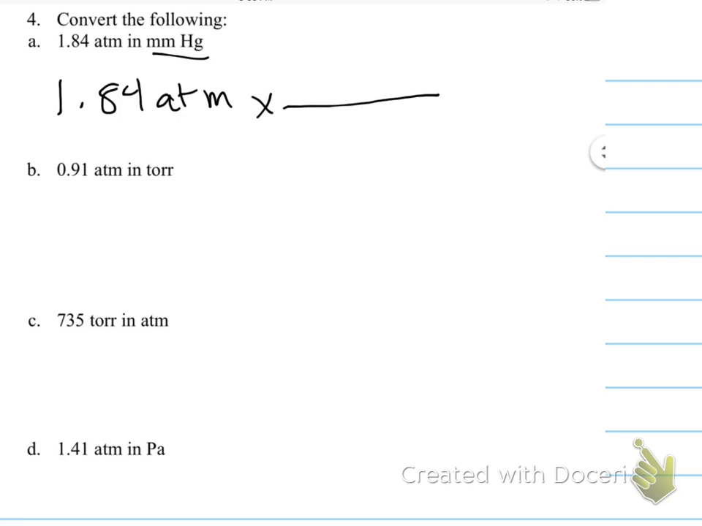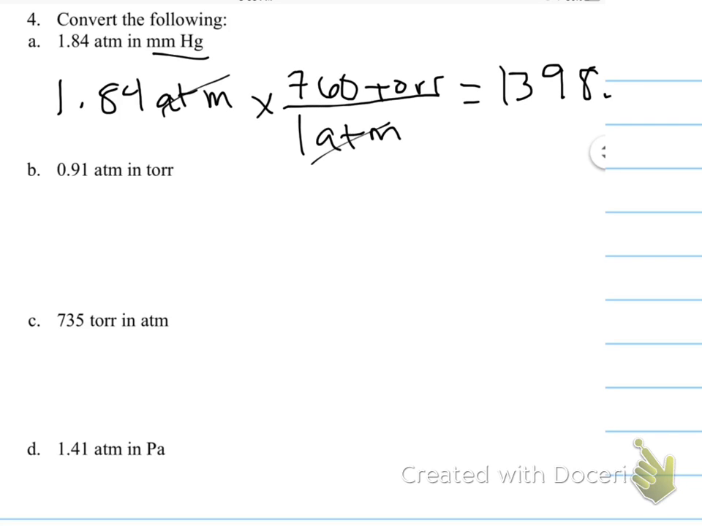Remember, mmHg is also torr. They're the same thing. So I have 760 torr for 1 atmosphere. I choose to put atmospheres on the bottom so that it will cancel. And so I expect my answer to be over 760 since I'm multiplying 760 times 1.84. So this is what I get from the calculator. I only have 3 sig figs, so I have to stop there.